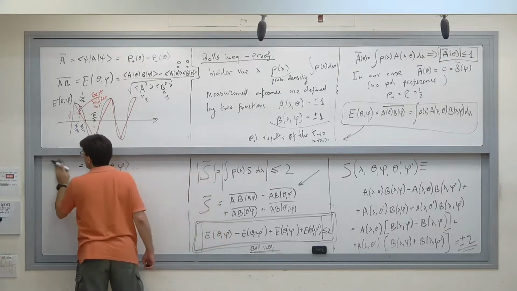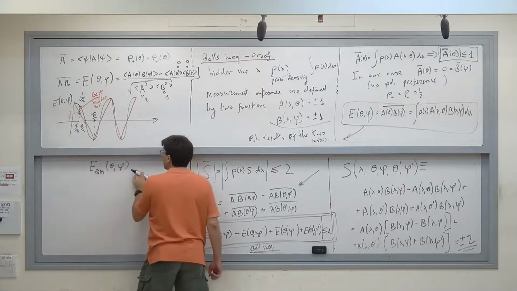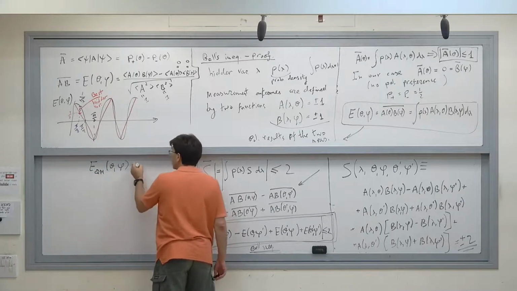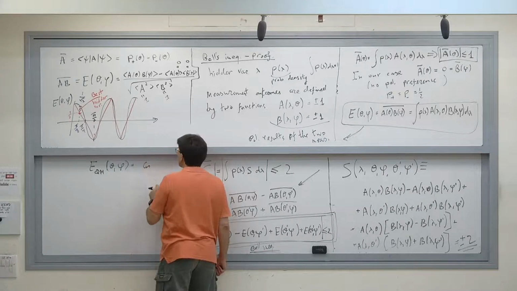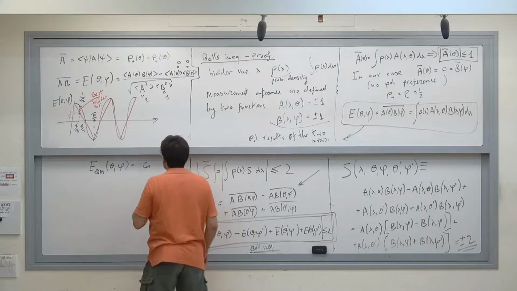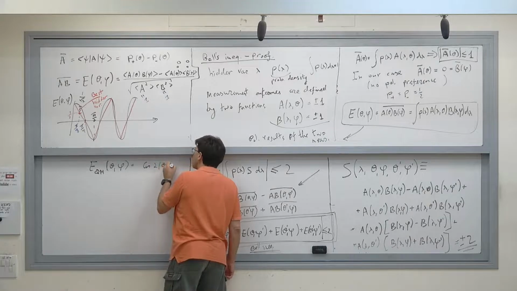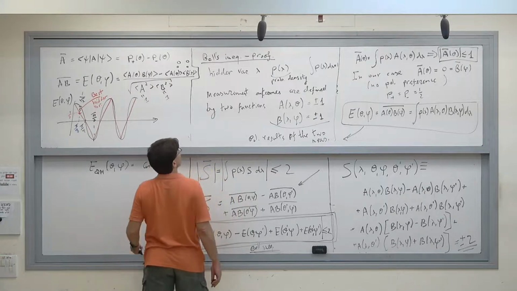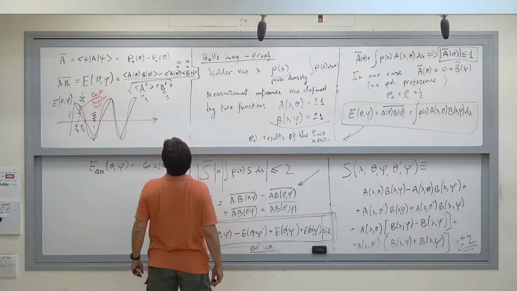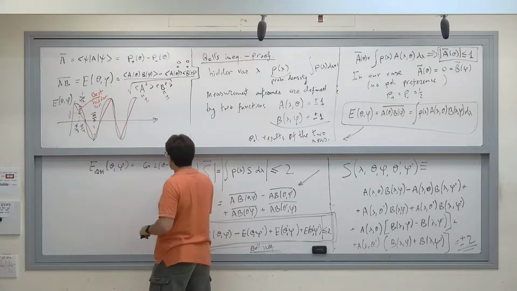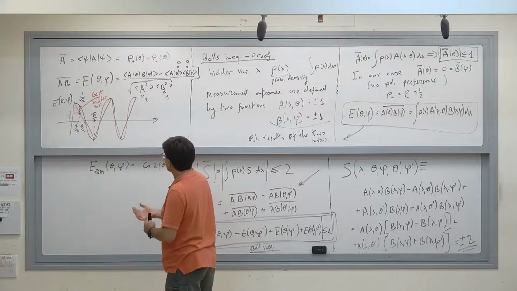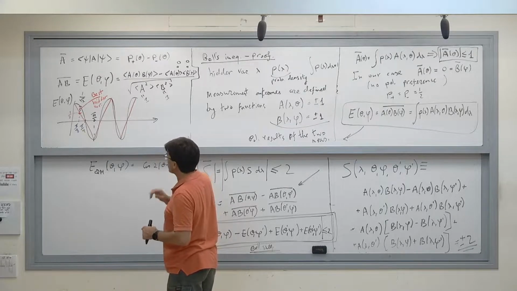So, E quantum mechanically of theta and phi, this we know. This is the twice cosine of what? No, it wasn't twice. It was half. It was cosine twice theta minus phi, right? Where is it? You're right. Yeah. So that's what it was. Okay? No, there wasn't. No square.